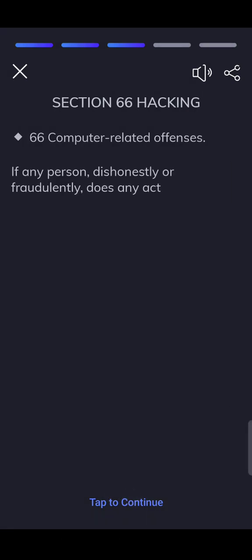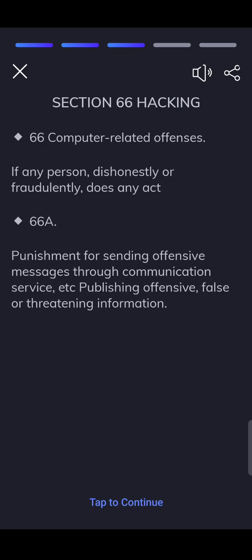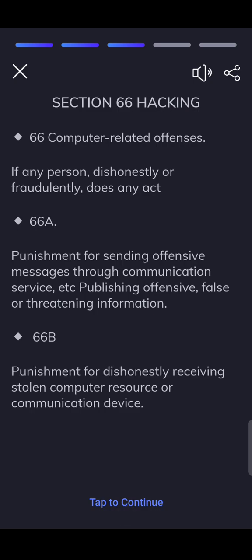If any person, dishonestly or fraudulently, does any act. 66A. Punishment for sending offensive messages through communication service, etc. 66B. Punishment for dishonestly receiving stolen computer resource or communication device. 66C.